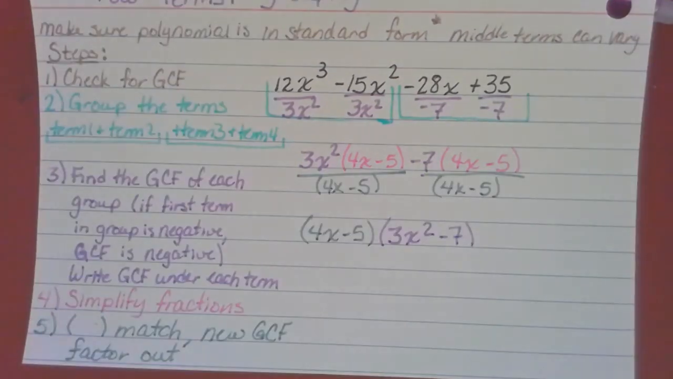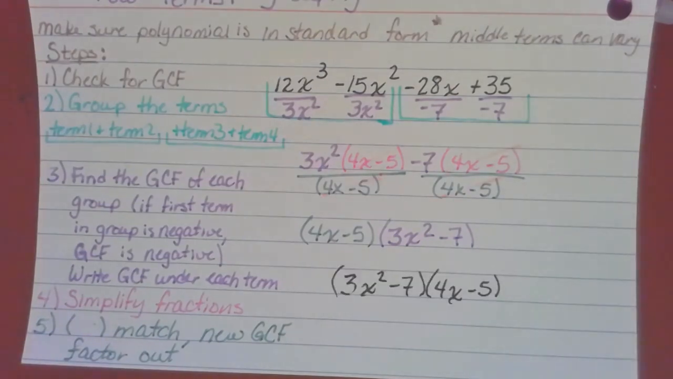So when I factor out those parentheses, which is that 4x minus 5 from both of them, I will have the GCF of 4x minus 5, and then I have what is left with each, so I could cross it out. And the other parentheses is going to have 3x squared minus 7. And then our final answer can have those parentheses in either order. So I could have the 3x squared minus 7 and then the 4x minus 5, or I could have it as I did it with that GCF.